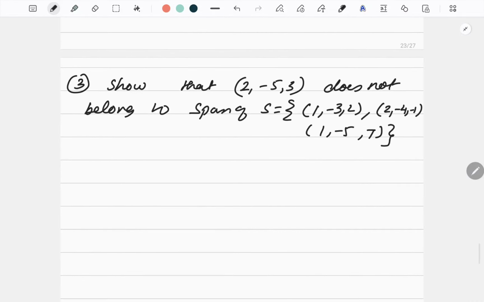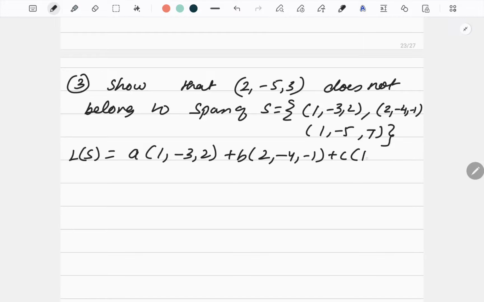Now I have to show that this vector does not belong to the span of these. So first step, I'll write down the linear span. So what is the linear span? A(1,-3,2) plus B(2,-4,-1) plus C(1,-5,7). Right? So this is the linear span.